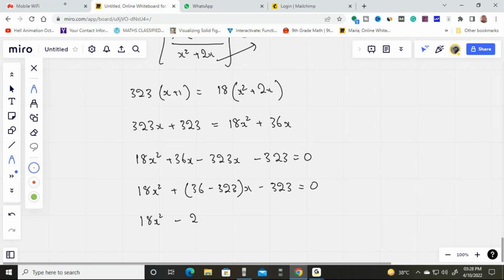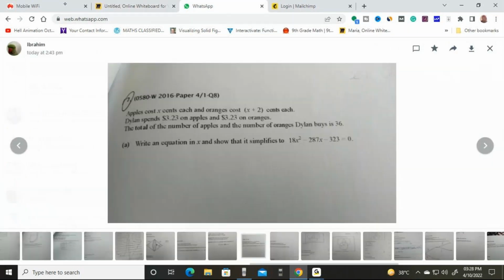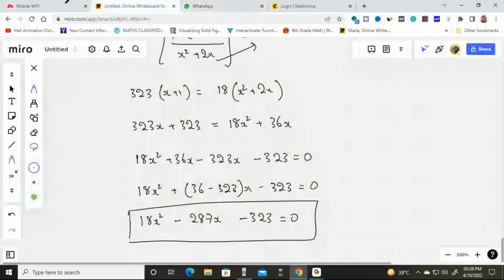Minus 287x minus 323 equals 0. This is the equation that we are getting after doing this entire work. Is this the same thing? Oh yes, this is it. So that's how we get the equation. I hope it's clear now.